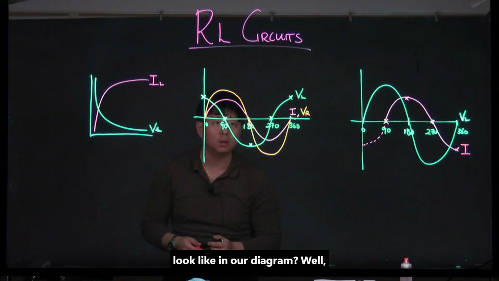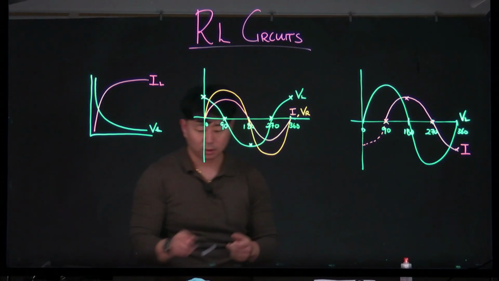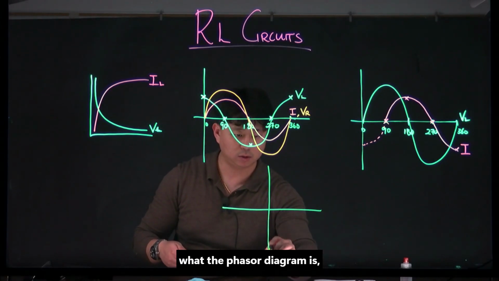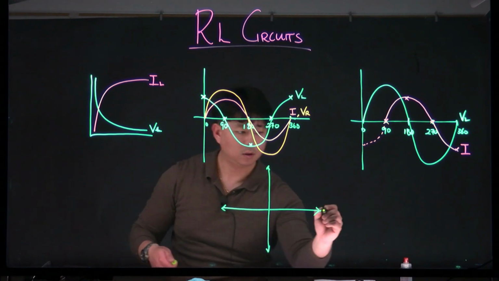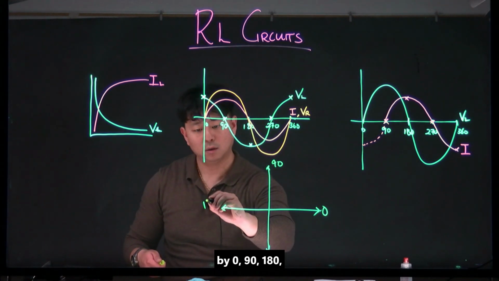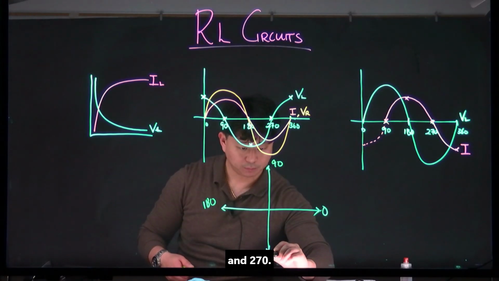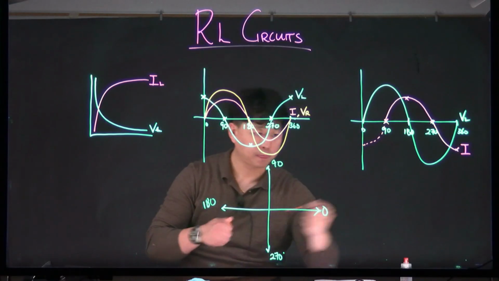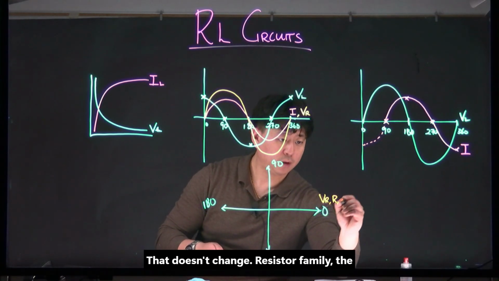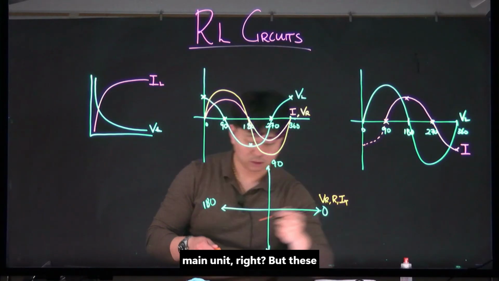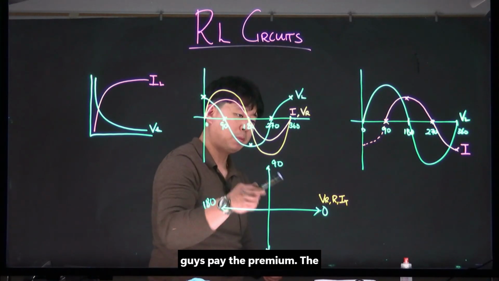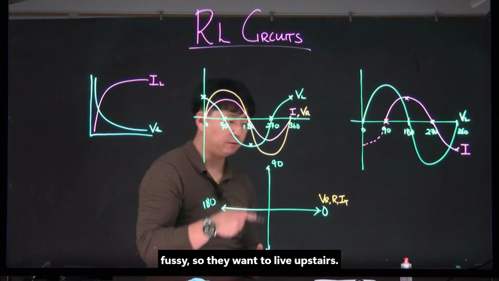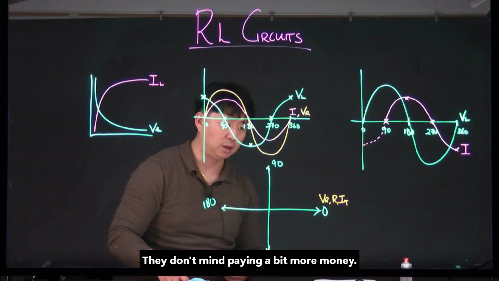So how is that going to look in our diagram? Well, let's draw one right here, my phasor diagram, because I already introduced what the phasor diagram is. It's my 0, 90, 180, and 270. This was VR, right? That doesn't change. Resistor family, the main unit, right? But these guys pay the premium. The inductor guys, they're a little bit more fussy, so they want to live upstairs. They don't mind paying a bit more money.